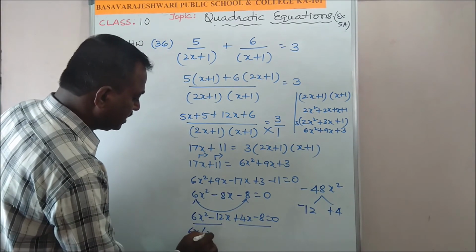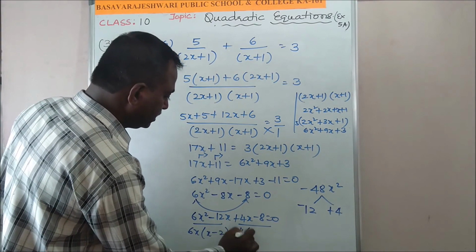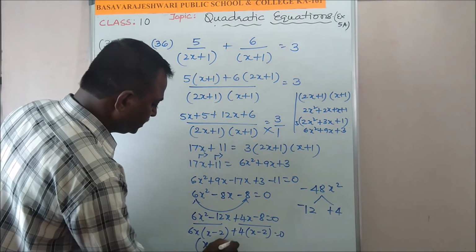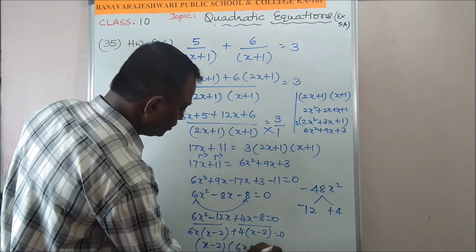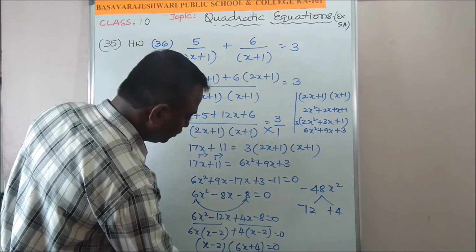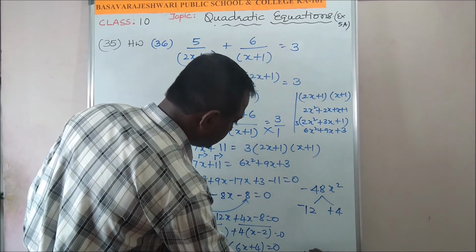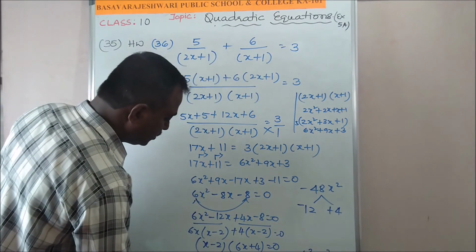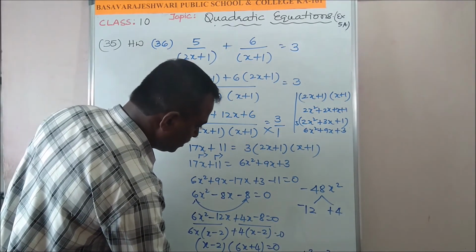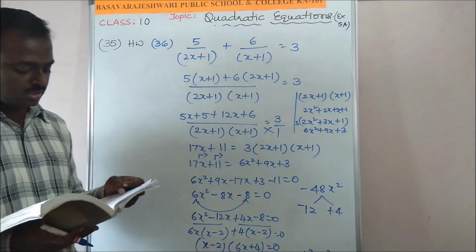6x common, (x minus 2), plus 4 common, (x minus 2) is equal to 0. x minus 2 is one factor, 6x plus 4 is equal to 0 is another factor. x is equal to 2, or 6x is equal to minus 4. This implies x is equal to minus 4 by 6, 2 2s, 2 3s, that is minus 2 by 3. So what is the solution set? Solution set is equal to 2 comma minus 2 by 3. This is the solution set for this question.